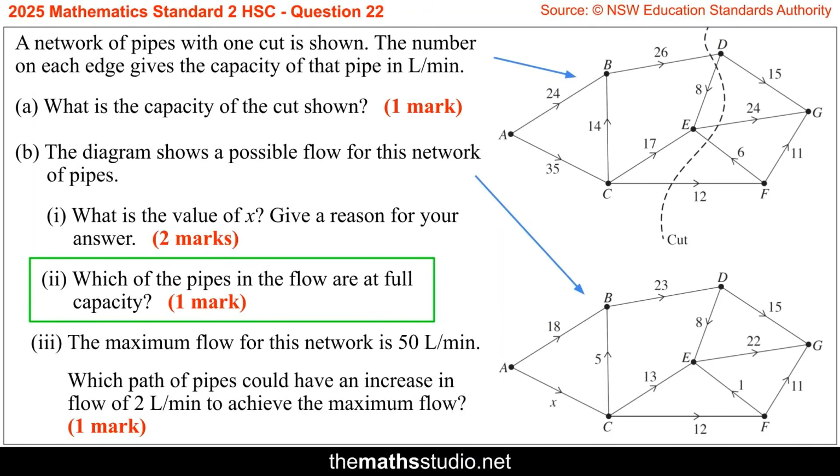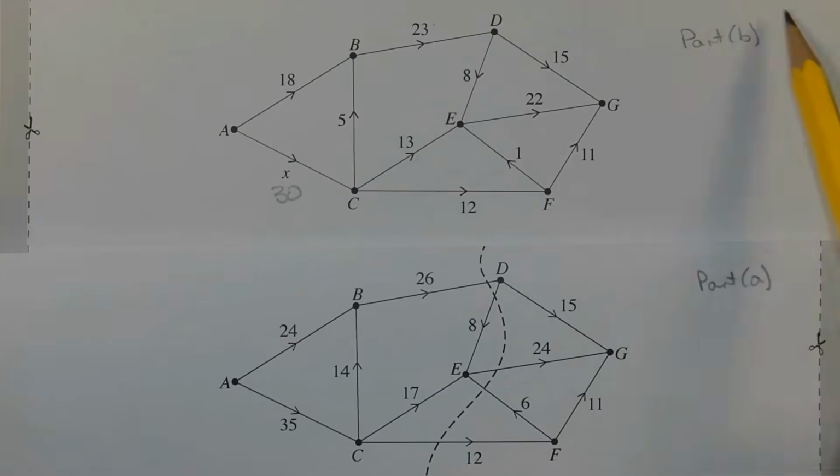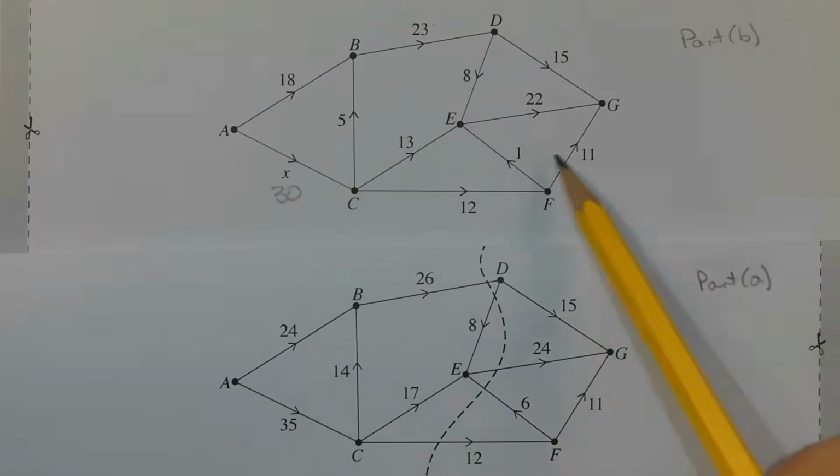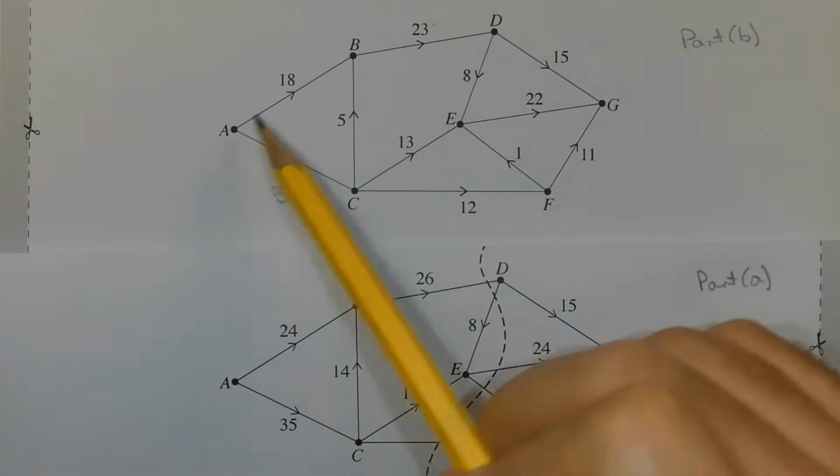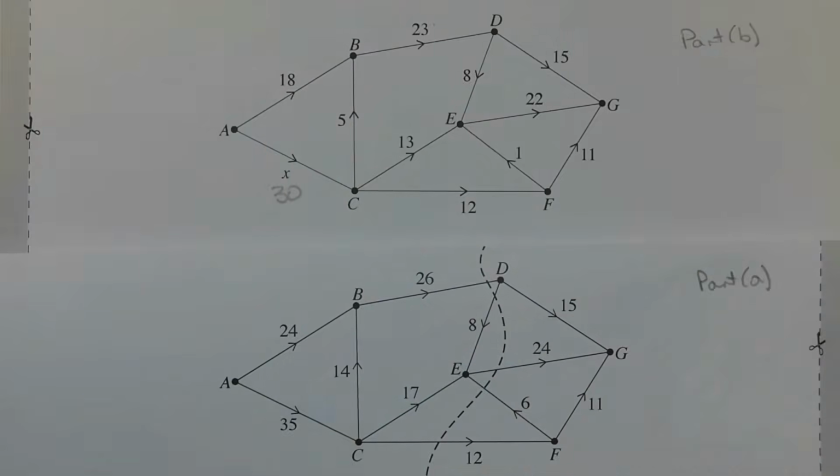Part 2. Which of the pipes in the flow are at full capacity? The diagram in Part B shows actual flow through the pipes that make up this network. So for example, pipe AB is shown to be flowing 18 litres per minute. Now the question is, is pipe AB flowing at its maximum capacity? In other words, have we saturated that pipe?